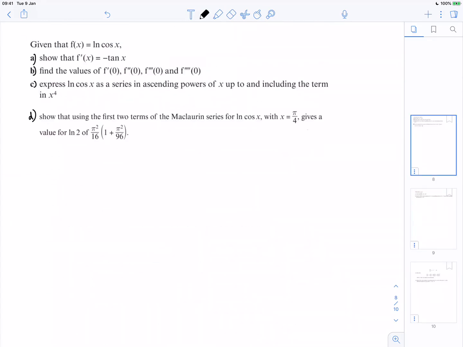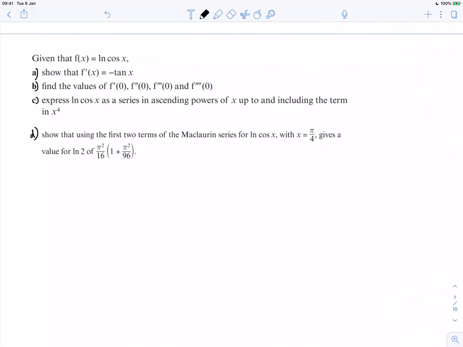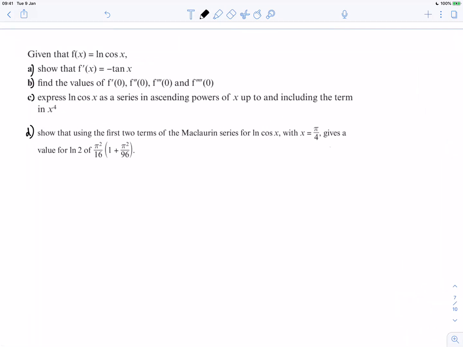All right, cool. So, if you think you've got those formulas and you'd like to give it a go, pause the video. At the moment, this is Core Pure 2 and FP1 maths, so this is Year 13 maths. If you're finding this difficult, then that's totally fine. I'll go through them in a second.